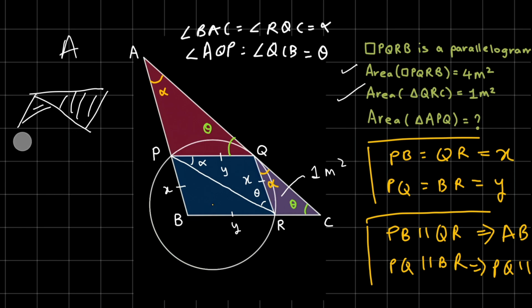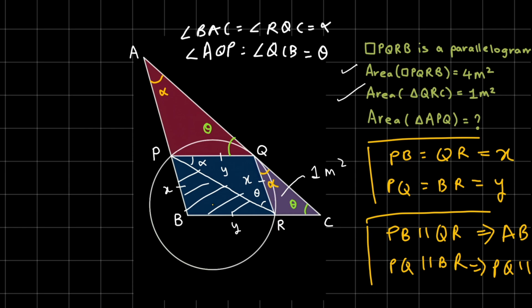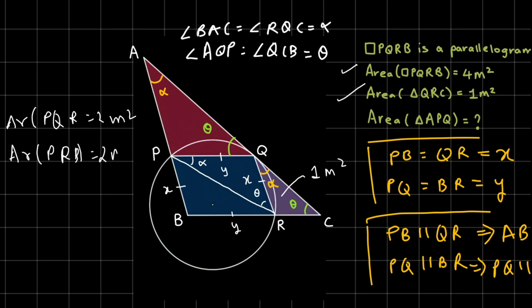So the same thing is happening over here. Because of the diagonal PR, the parallelogram is divided into two triangles, and both of these triangles should have an area of the complete area of the parallelogram upon 2. Now it is already given the area of the parallelogram is 4 meters square, hence the area of each of these triangles would be 2 meters square. This means the area of the triangle PQR is equal to 2 meters square, and also the area of the triangle PRS is equal to 2 meters square. Both of these triangles have an area of 2 meters square.